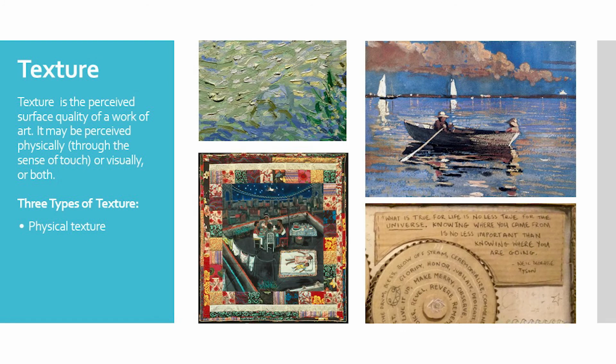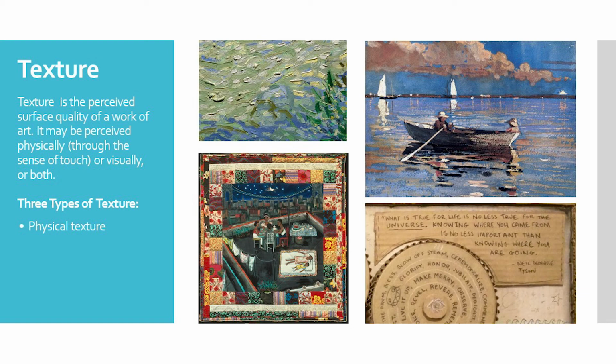So there's three types of texture. There's physical texture, which is what you would feel if you touched the artwork. Light and shadow are important factors in the visual experience of physical texture, because the physical profile of the texture casts shadows that help us perceive the texture.